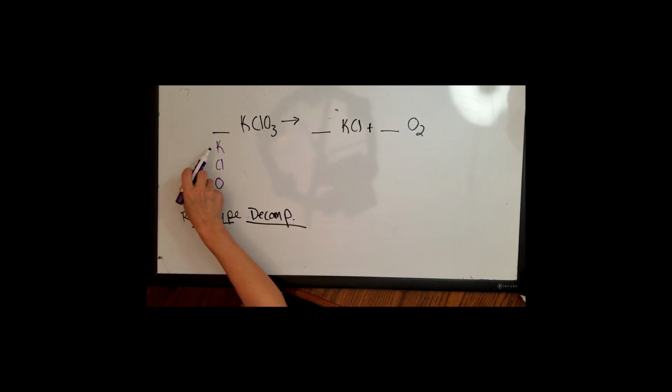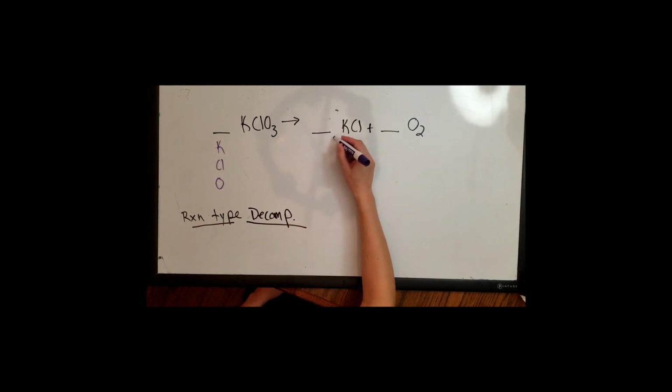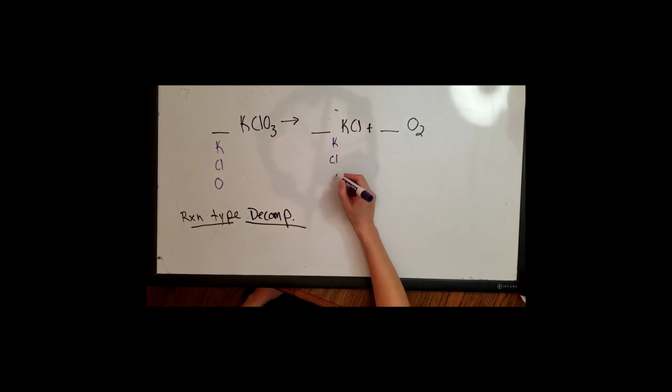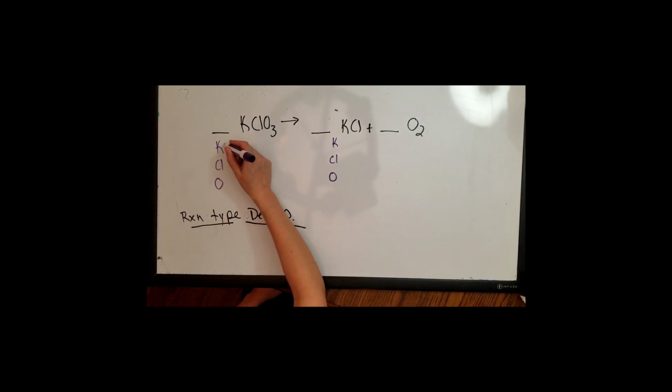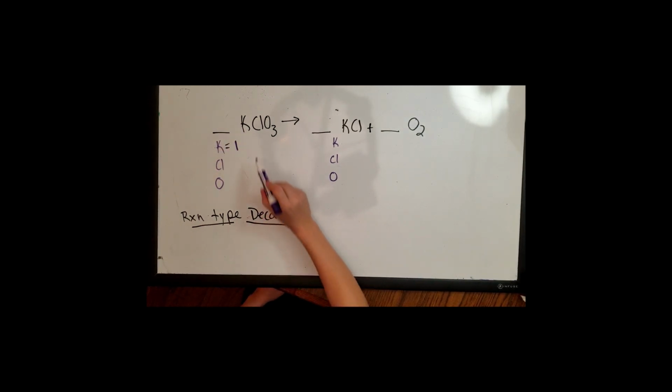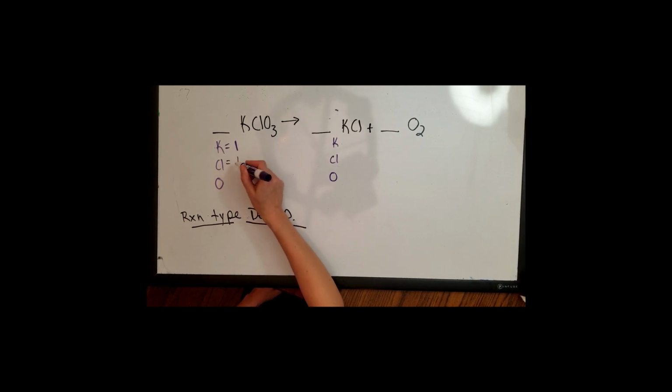So what I'm doing now to balance, I'm making a list of every element present. I'm going to do this on both sides because I'm going to count my atoms, go back and forth until it's balanced. So for potassium on the reactant side, how many atoms do I have? Just 1. Notice there's no subscript after the K, so it's just 1 atom of potassium. For chlorine, also 1. Oxygen, 3. The subscript after oxygen is a 3, so that means there are 3 oxygen atoms.